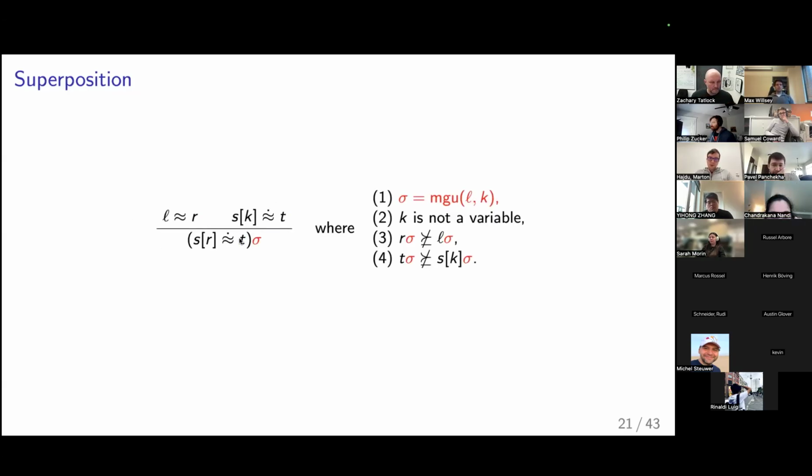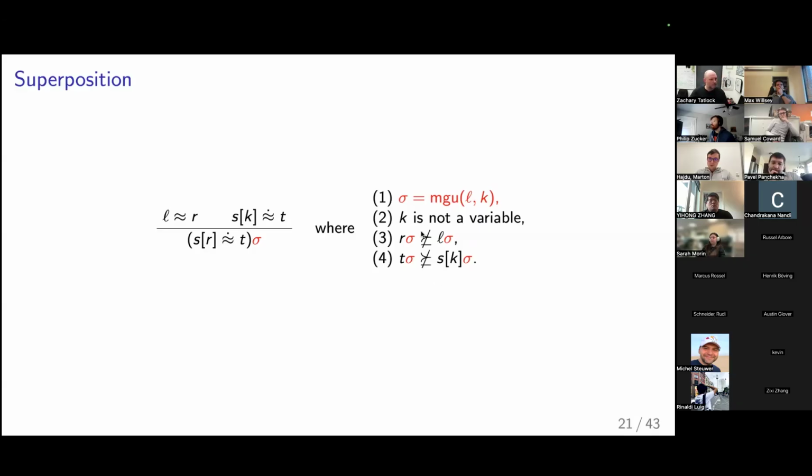So when we move from the ground to the non-ground level, we actually have to perform unification. So we don't have yet that L is necessarily contained in the left-hand side of the right premise, but we have that there is some term K which unifies with L, and this unification gives us a unifier sigma, and basically we have to apply this unifier everywhere, so on the results, but also on the restrictions. And we also require that K is not a variable, because those superpositions are not needed for completeness.